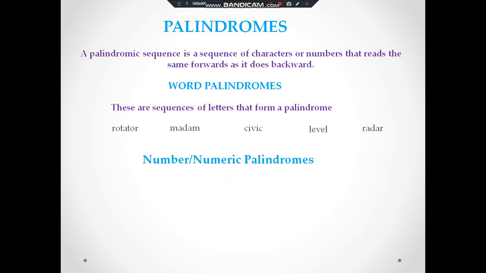The second type is number or numeric palindromes. These are sequences of digits that form a palindrome. For example, you can see the numbers. If you read them forward or backward, they will be the same.